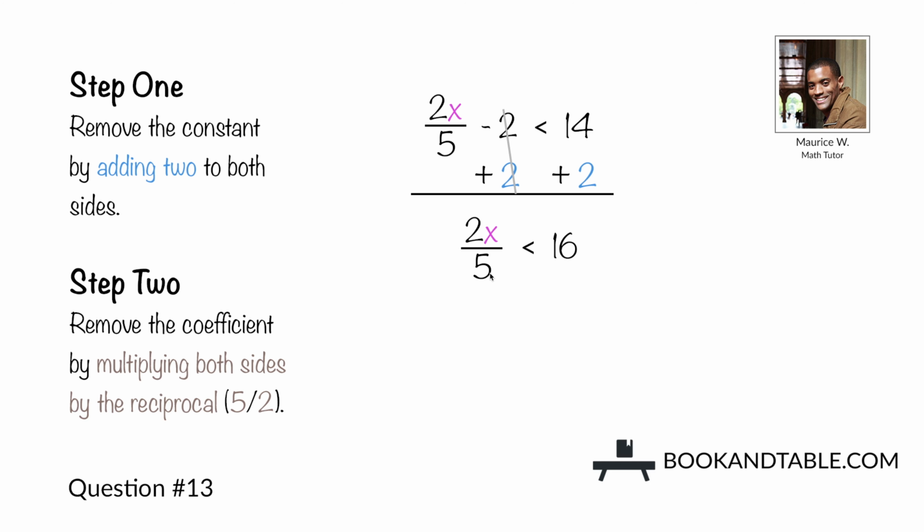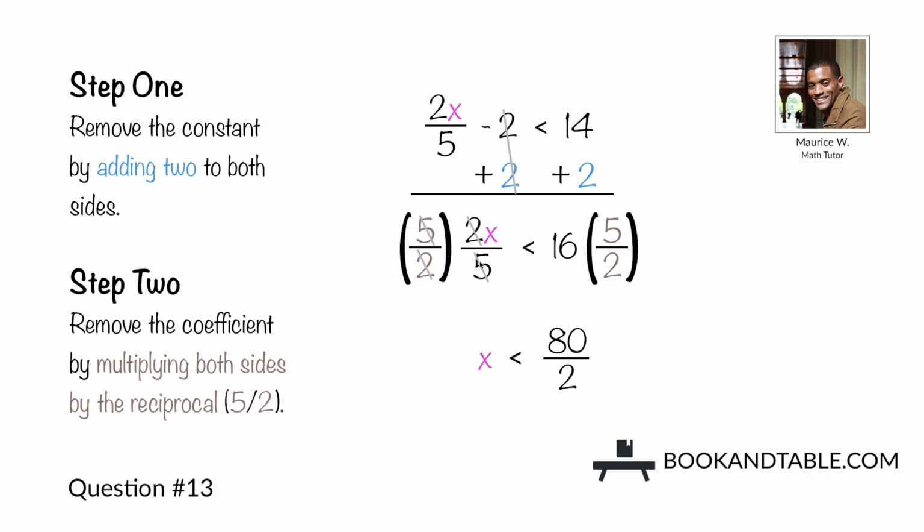Step 1, remove the constant, -2, by adding 2 to both sides. That leaves you with 2x over 5 on the left side and 14 plus 2, which is 16 on the right side. Now we want to negate the coefficient of x, which is 2/5. So we remove the coefficient by multiplying both sides by the reciprocal of the coefficient. The reciprocal is the fraction you get when you switch the numerator and the denominator. So if we switch the 2 and the 5, we'd get 5/2.